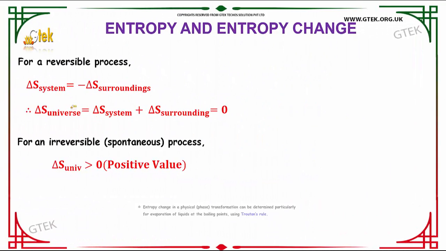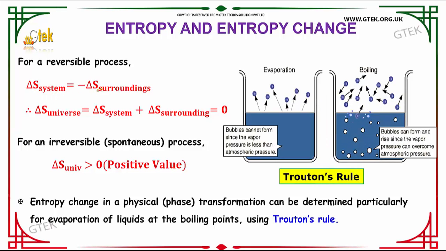For a reversible process, delta S system is equal to minus delta S surroundings. You are able to see a typical example of boiling. The bubbles cannot form since the vapor pressure is less than the atmospheric pressure. Bubbles are forming since the vapor pressure can overcome the atmospheric pressure. So let me go back here. The delta S of universe, which is equal to delta S of the system plus delta S of the surroundings, is equal to 0. For an irreversible spontaneous process, delta S of universe is greater than 0, that's a positive value.